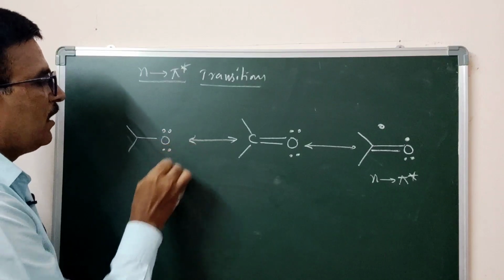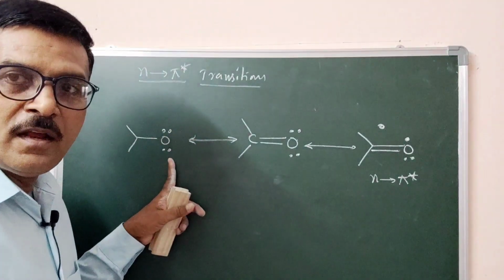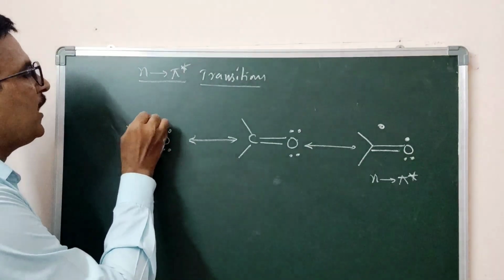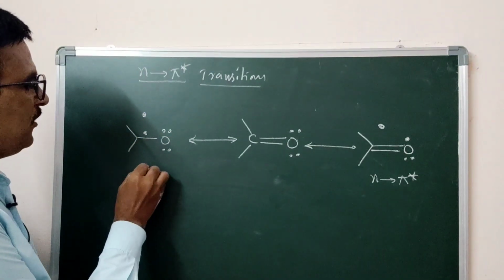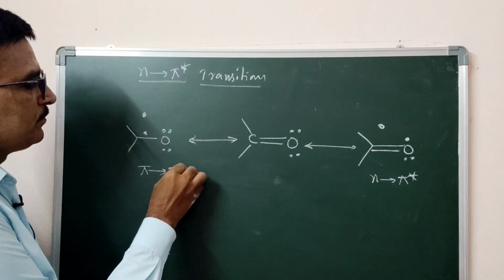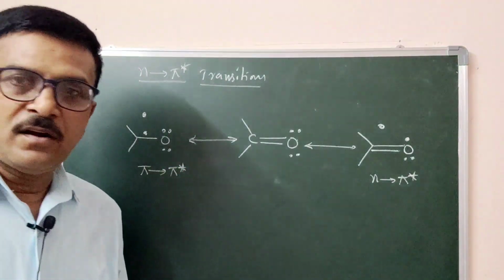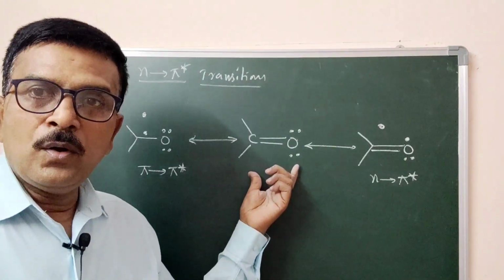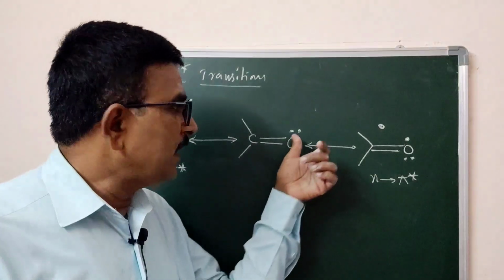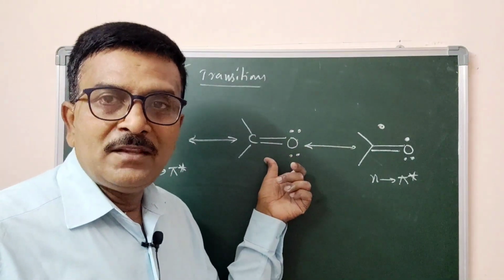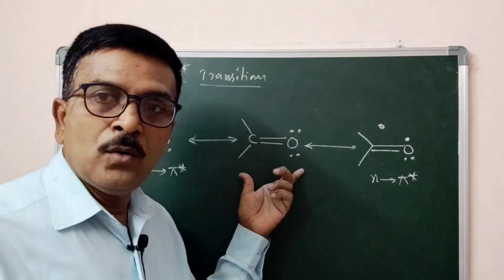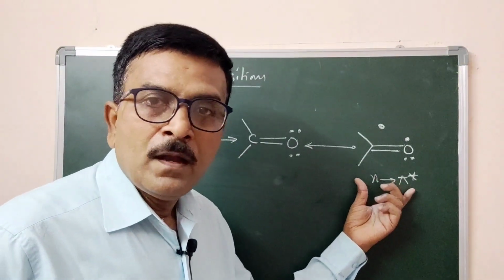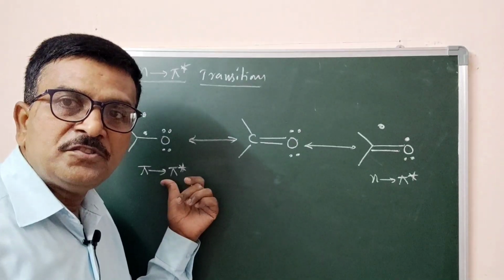Two non-bonding electrons remain in the non-bonding molecular orbital. One pi electron is shifted to its pi anti-bonding molecular orbital. This is pi to pi star transition. So a carbonyl compound, or any compound that contains non-bonding electrons as well as pi electrons, may undergo both n to pi star transition and pi to pi star transition.